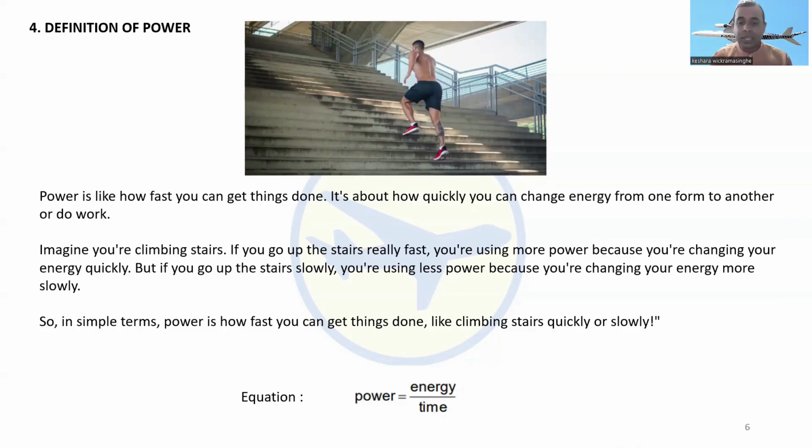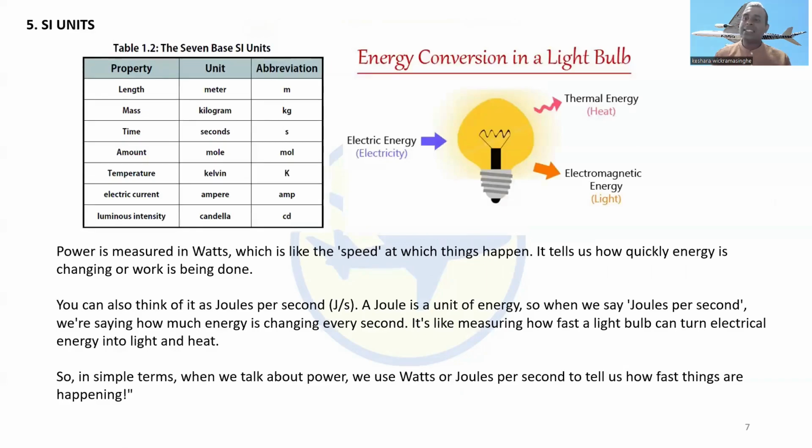So, for the equation, we can say power equals energy over time. Now let's go to the SI units. SI units are the standard international units. Power is measured in watts, which is like the speed at which things happen. So it tells us how quickly energy is changing or work is being done. You can also think of it as joules per second.